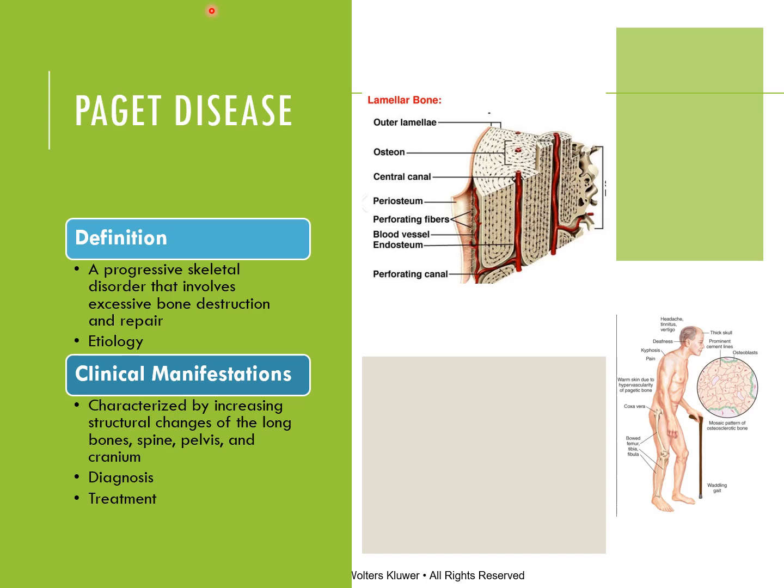And the final metabolic disease we'll talk about is Paget's disease. So Paget's disease is a progressive skeletal disorder that involves excessive bone destruction and repair. So it's characterized by local areas of excessive bone turnover with disorganized osteoid formation. So we have regions of rapidly occurring osteoclastic bone resorption, followed by these periods of hectic bone formation.